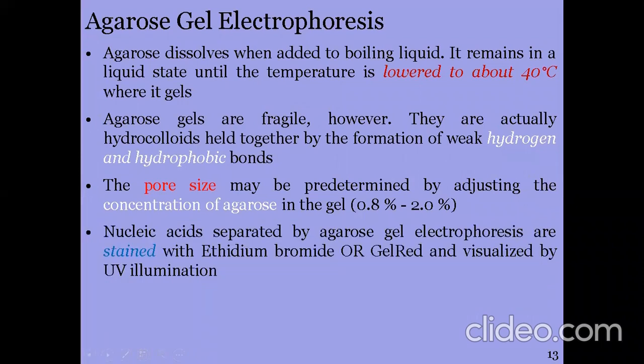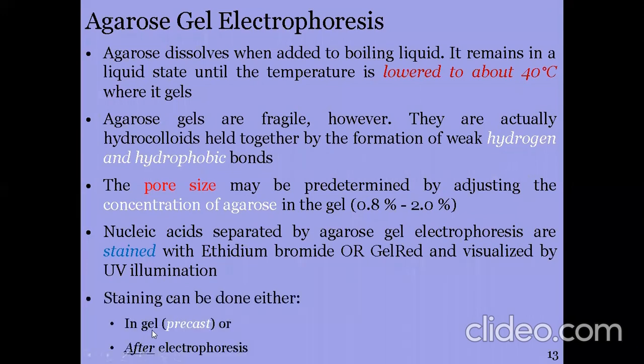Next, nucleic acids separated by agarose gel electrophoresis are stained with ethidium bromide or gel red. These two types of staining are used and could be visualized by UV illumination. So on a UV transilluminator, we can use UV light to visualize the ethidium bromide or gel red that intercalates in the DNA or RNA. Staining can be done either in the gel, like precast, or after electrophoresis. After electrophoresis is done, we can add the staining material.